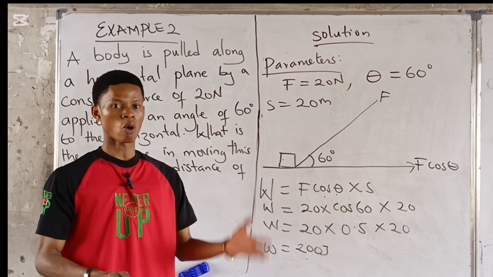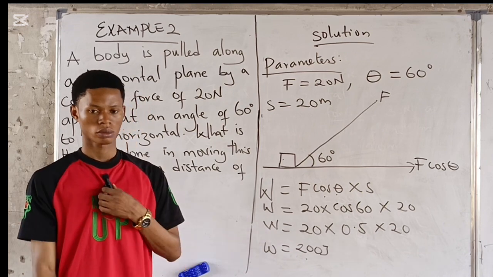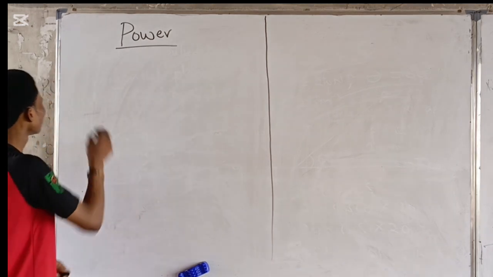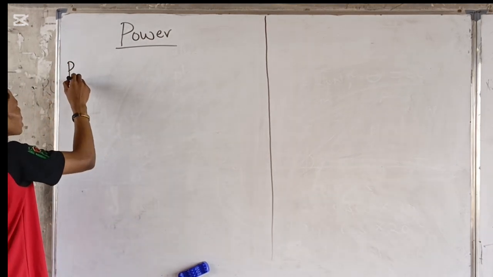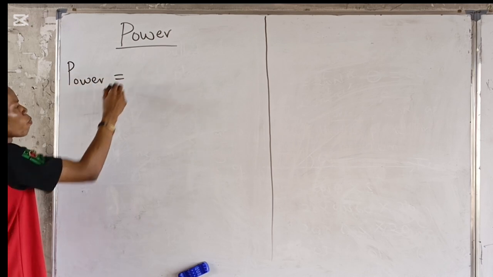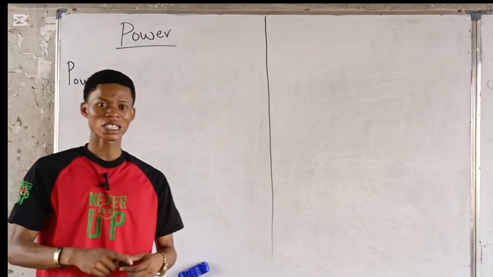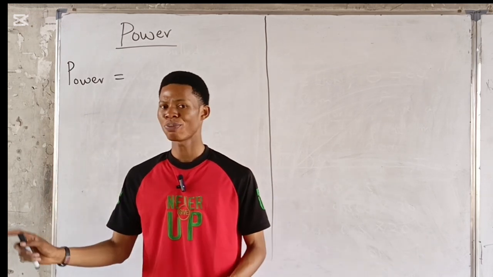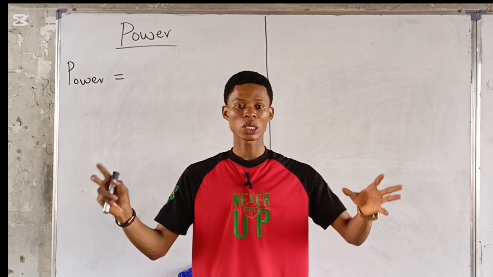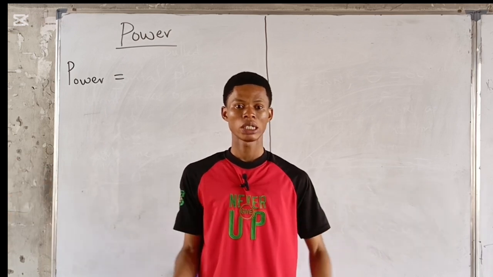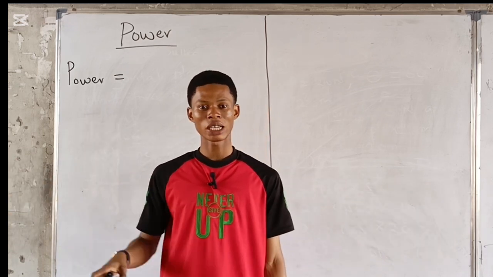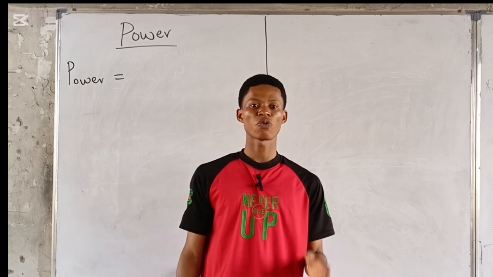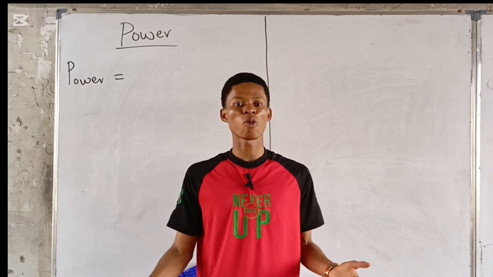So let's take power. Okay, so let's look at power. Now, power is simply the rate of doing work. The rate at which work is done is power. Now, if two persons are asked to clear the same piece of land, and one person can finish that piece of land in 1 day, and the other person was able to finish in 3 days, who has more power?